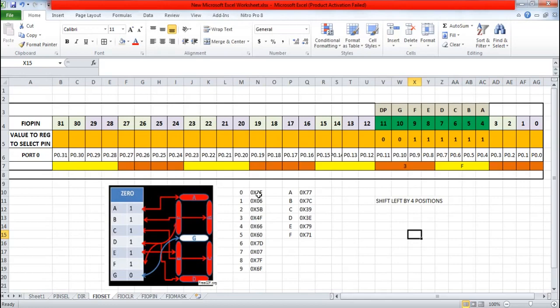Therefore, every time you want to write this value to the register, it is essential to shift this value 4 times to the left. So whatever value you listed here must be shifted by 4 positions towards the left, and then this value has to be written to the FIO pin register to match the corresponding pin positions from 4 to 11.